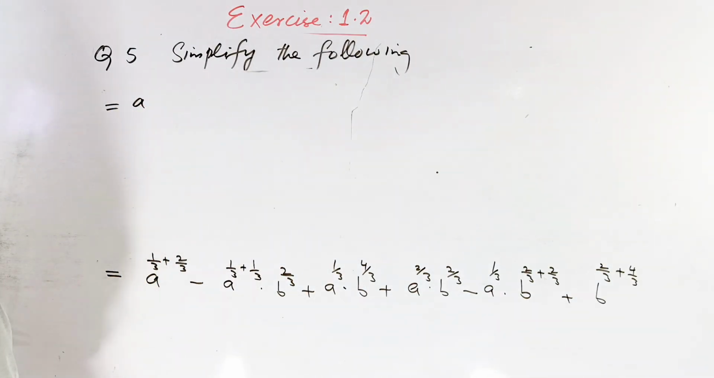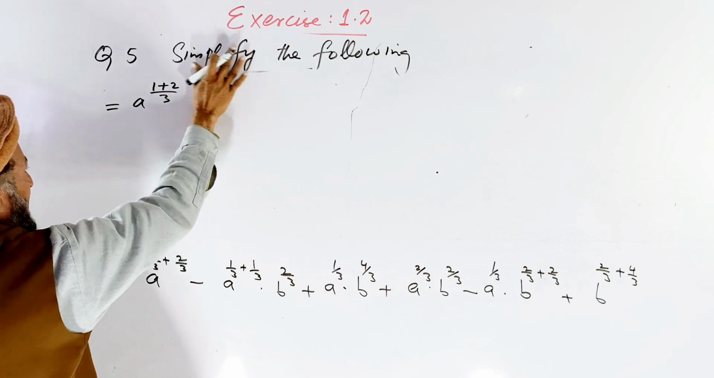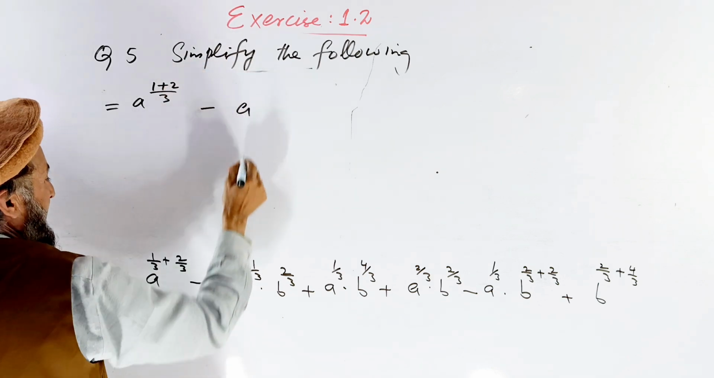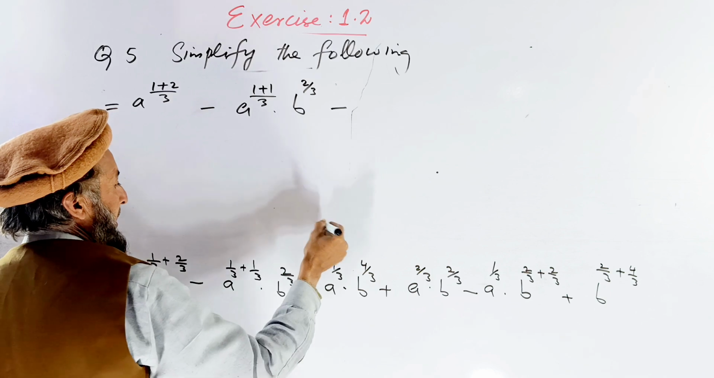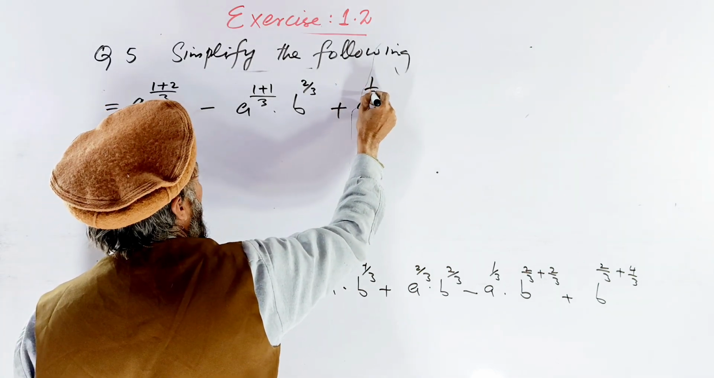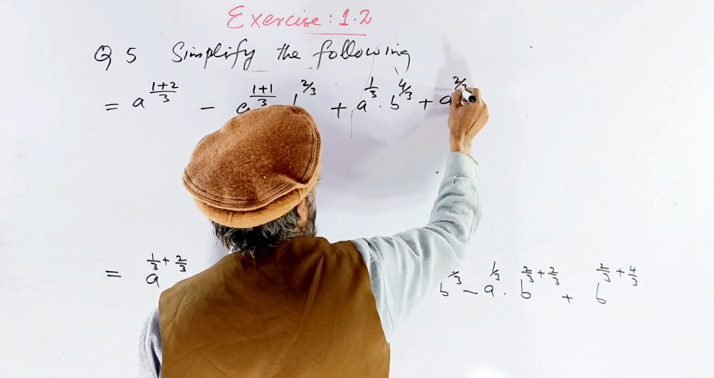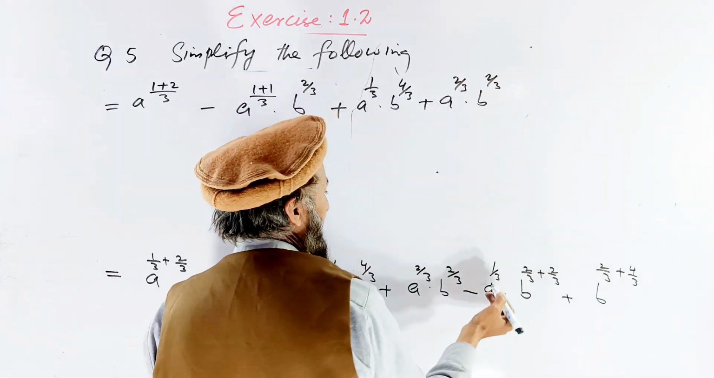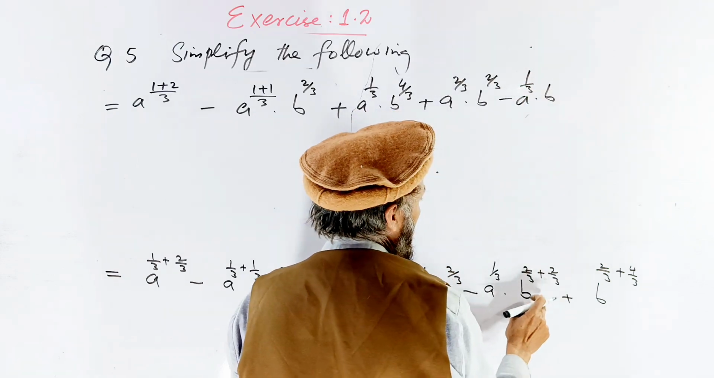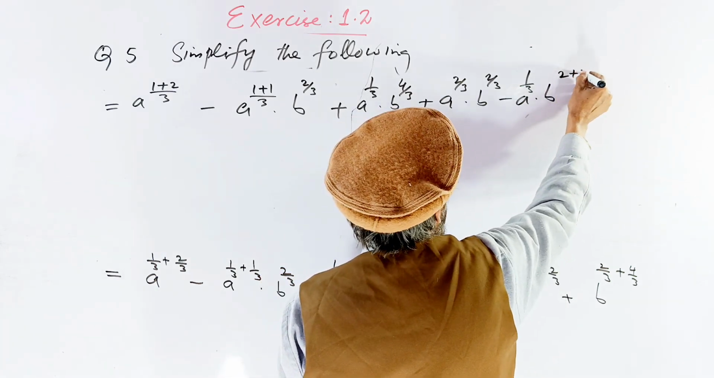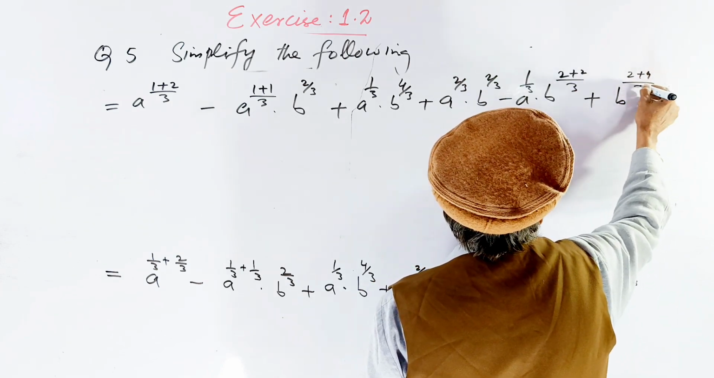For a, the denominator is the same, so we directly add 1 plus 2 divided by 3, minus, and here a same b, 1 plus 1 divided by 3 and b 2 over 3 plus a 1 by 3 b 4 over 3 plus a 2 by 3 b 2 by 3 minus a 1 by 3 and b, here the denominators are the same, so 2 plus 2 we get 4 plus b, we can write 2 plus 4 divided by 3.